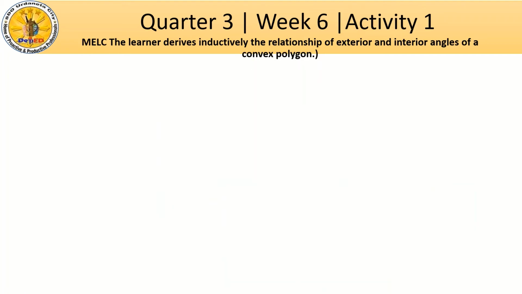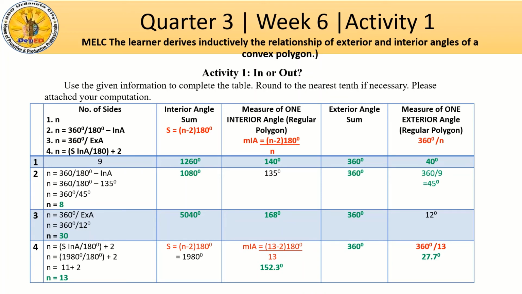Okay, let's solve number 4. The given is the interior angle sum, 1980 degrees. Again, we're going to look for the number of sides. So n is equal to the sum of the interior angles over 180, plus 2. So we have 1980 degrees divided by 180, plus 2. So we have 11 plus 2. n is equal to 13. So it is a 13-sided polygon.